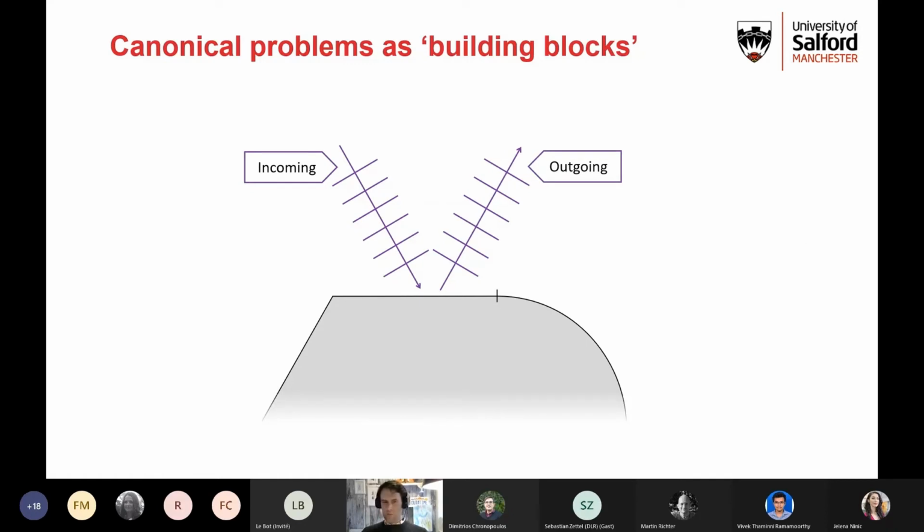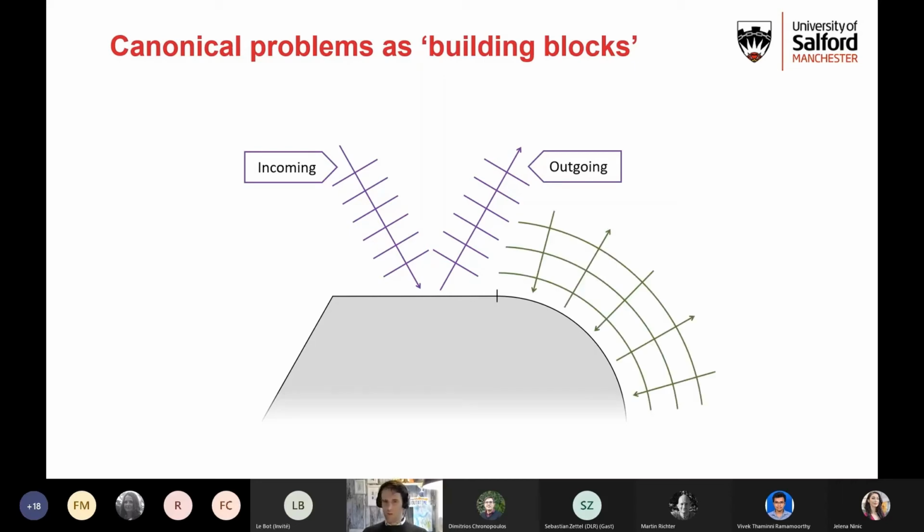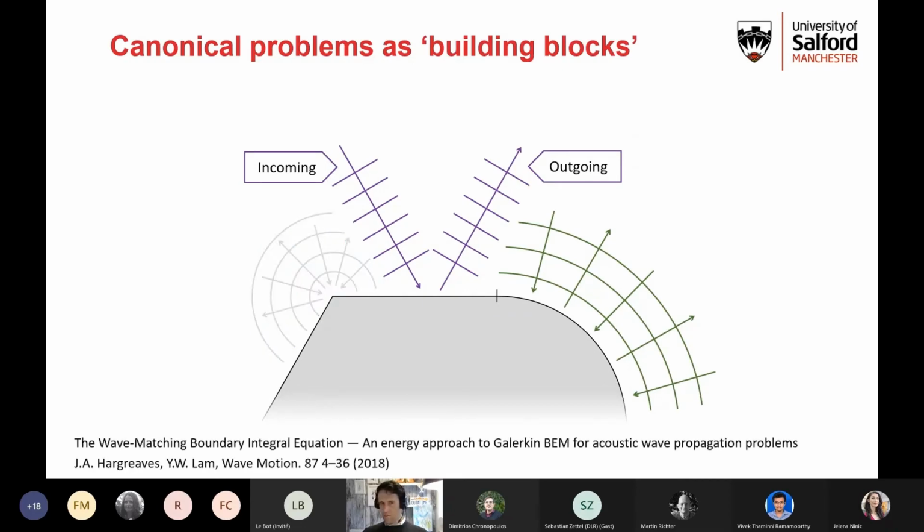And this happens for planar surfaces. We get these incoming and outgoing plane waves or rays. But it also can happen for cylindrical surfaces or for edges and corners as well. And I consider the two cases on the right, not edge diffraction, in this 2018 paper, which is what I'm just going to talk about a little bit.